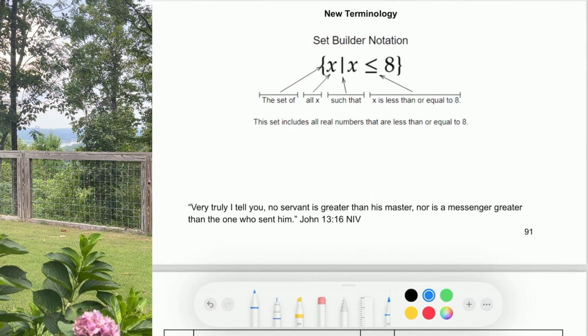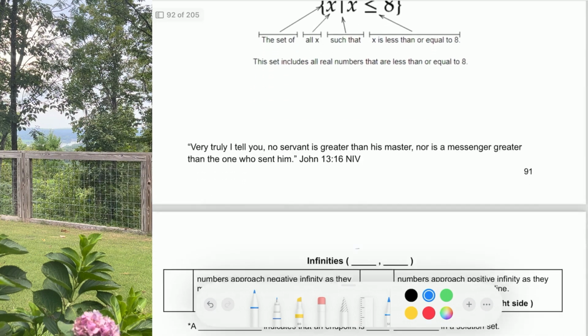All right, so let's talk about our new terminology. We have what's called set builder notation. The way we would read this is the set of all x, basically any value of x, such that x is less than or equal to 8. So they're basically saying this solution set includes all values of x that are less than or equal to 8.